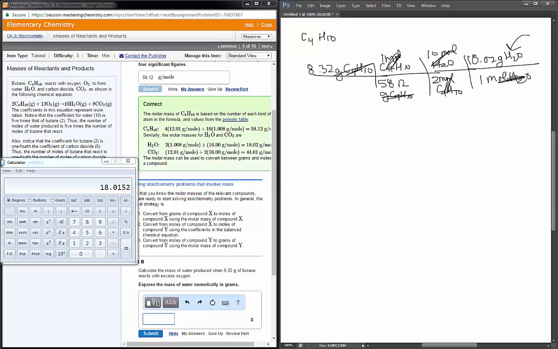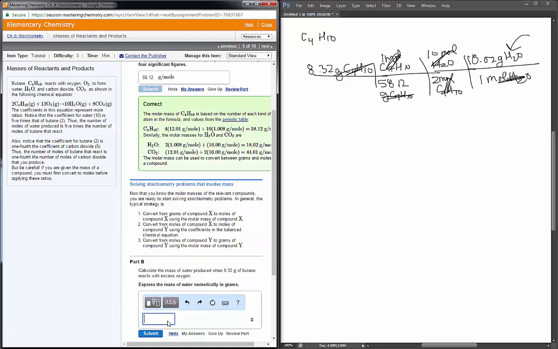So that is 8.32 grams C4H10 divided by a molar mass of 58.12 grams of C4H10 per mole of C4H10, multiplied by 10 moles of water divided by 2 moles of C4H10, and then finally multiplied by 18.02 grams of water in a mole. And I should get 12.90 grams.